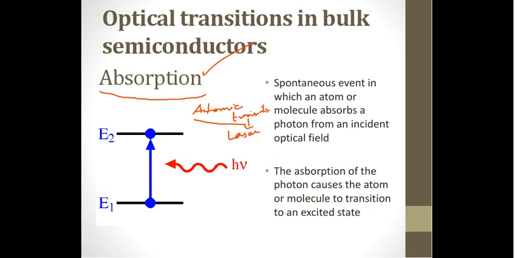Now here you can see what is happening. A photon of energy h nu is applied, so that the electron in the semiconductor absorbs the photon and moves towards a higher energy state, from here to here, that is E1 to E2. That is what is mentioned in the description too.